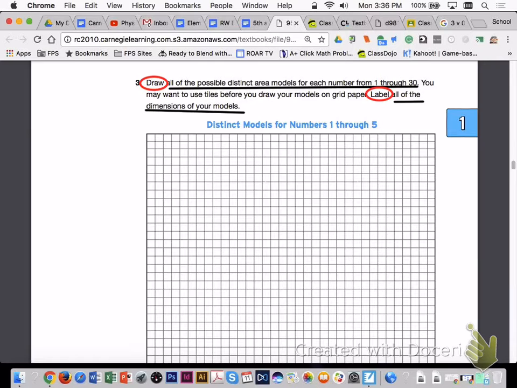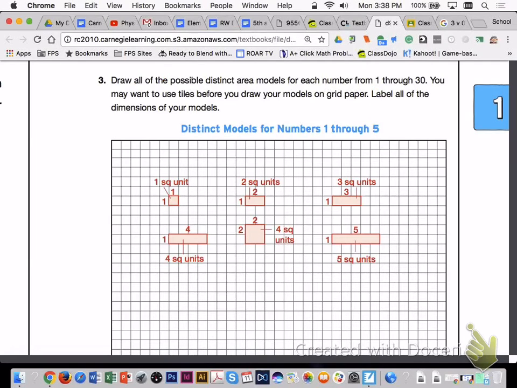Please turn to page 17 and answer number 3 with your group. Please note that number 3 starts on page 17 and continues through page 22. Here are the distinct area models for the numbers 1 through 5. Please check with your group to make sure that you have all of them listed and that you have all of your dimensions labeled.